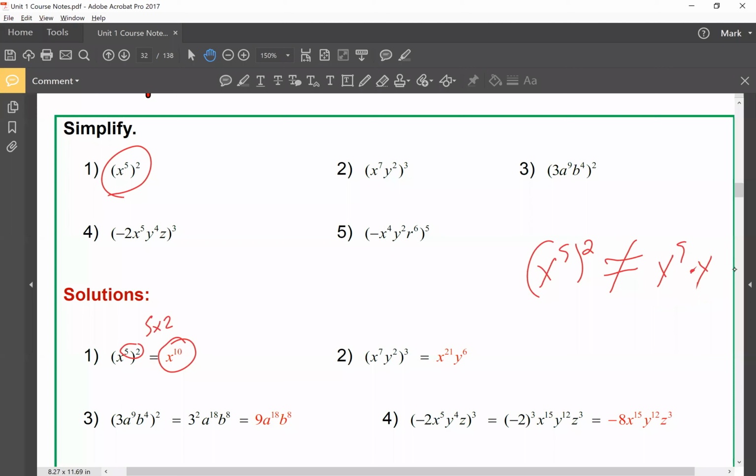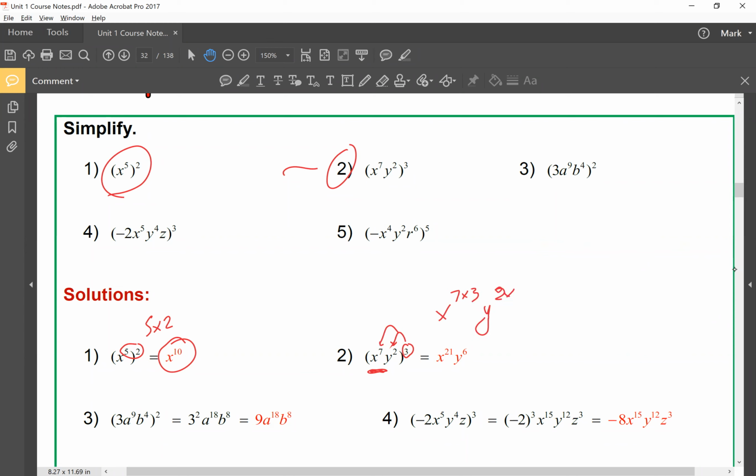The problem with this is your calculators can't do this, so you do have to know a bit of theory. Number 2: x to the 7 y squared, to the power of 3. Well, that 3 gets distributed in. So it's going to be x to the 7 times 3, y to the 2 times 3, and you'll get your answer here.